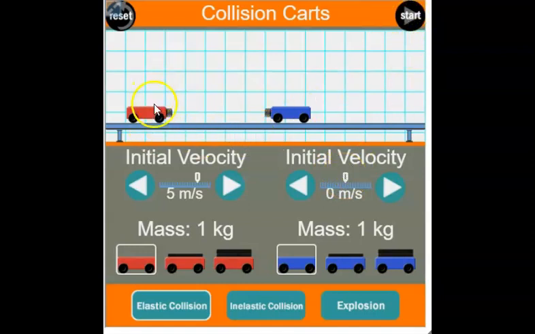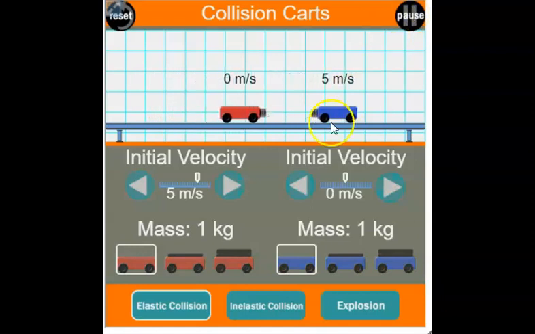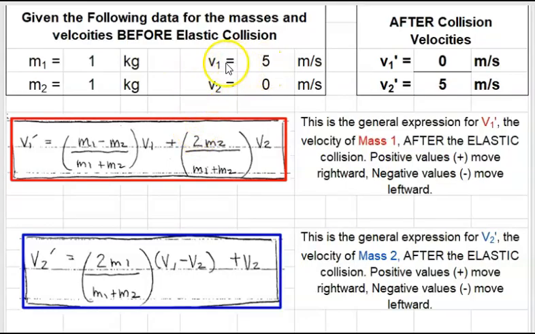The prediction said that this red car moving at 5 meters per second will stop, and the blue car will shoot off at 5 meters per second. There will be a complete or elastic transfer of all momentum and energy. Let's take a look. And there it is. We can see very clearly that the red car, which started at 5 meters per second, is now at 0 meters per second after the collision, and the blue car, which started at 0 meters per second, is now at 5 meters per second. And we can see that in summary here. v1 equals 5 meters per second, v1 prime was 0 meters per second, v2 was 0 meters per second, v2 prime equals 5 meters per second.